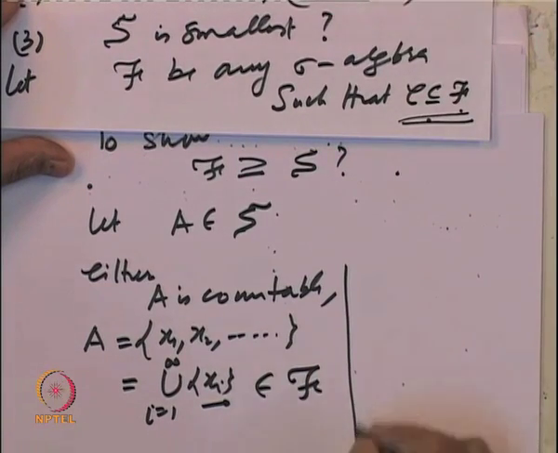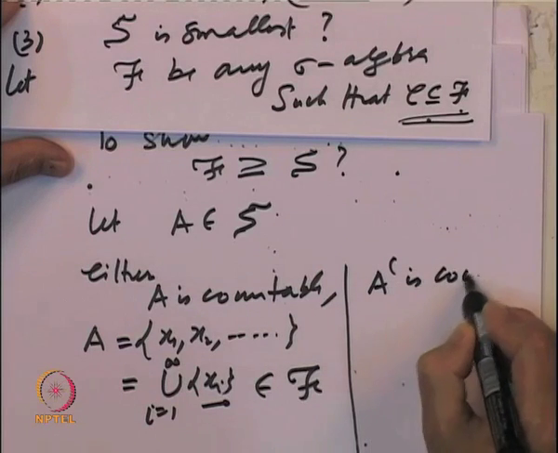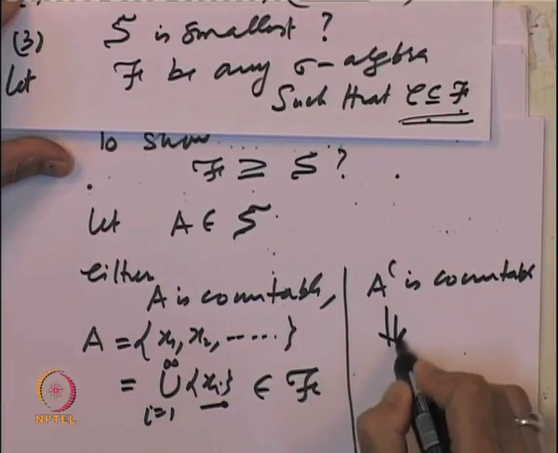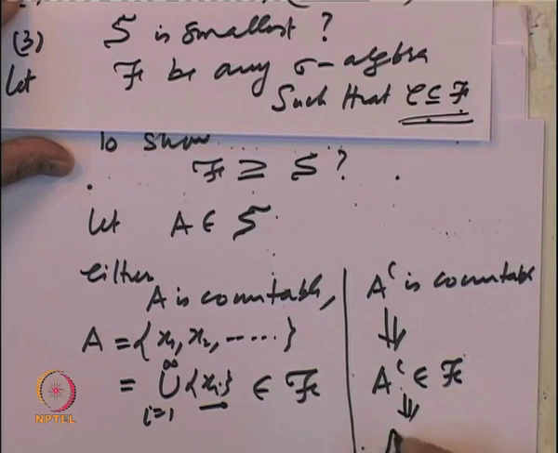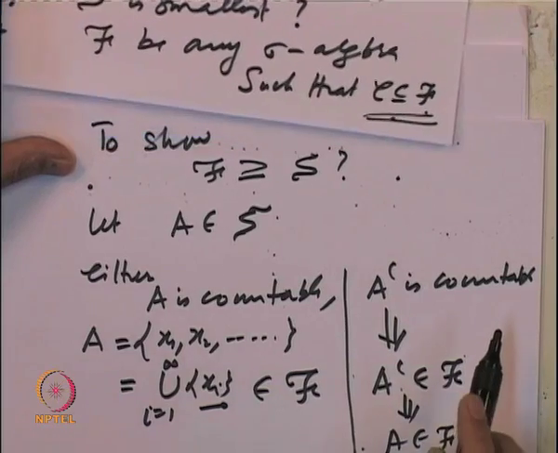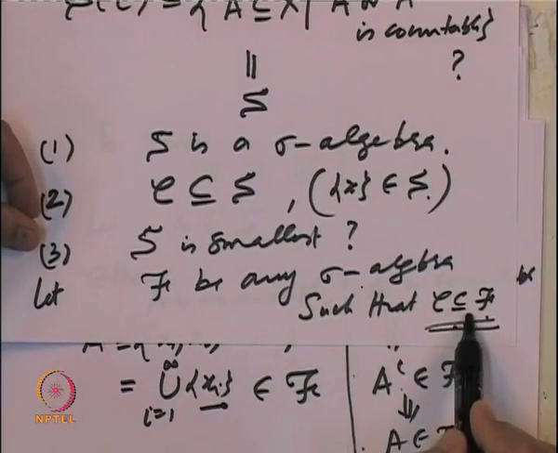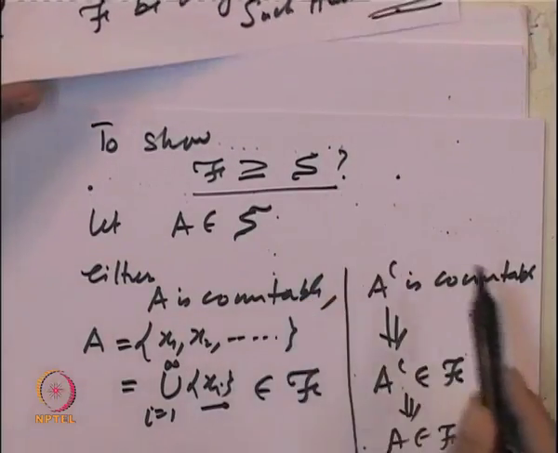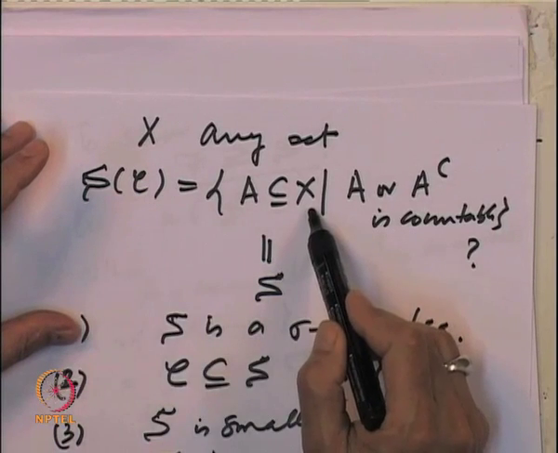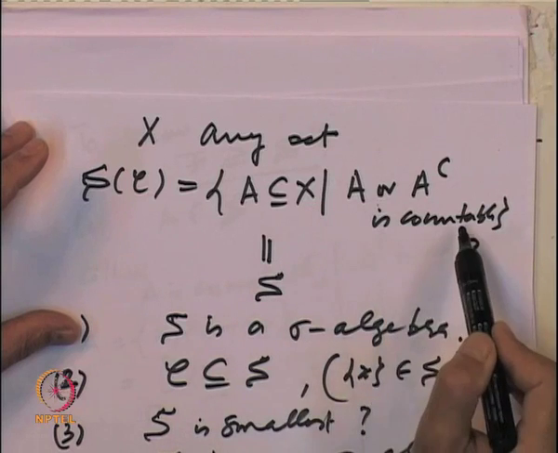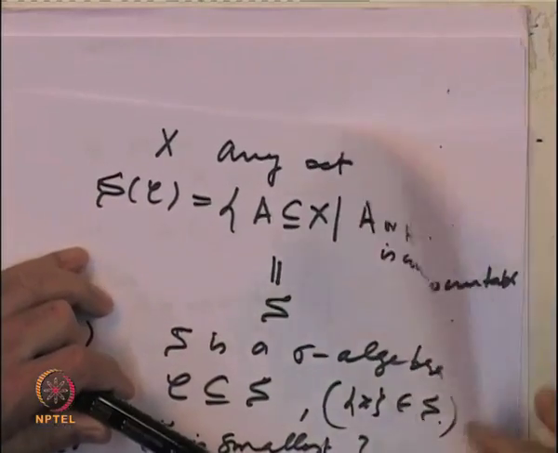What is the second possibility? That A complement is countable. Then by the same argument, A complement belongs to F, and F is a sigma algebra, so A belongs to F. So in either case, we have shown that if F is any sigma algebra which includes C, then F must include S. That proves that the sigma algebra generated by the singletons is nothing but all those sets such that either the set is countable or its complement is countable. So we are able to give a description of the sigma algebra generated by a collection of subsets, in this case when the collection C consists of singleton sets.